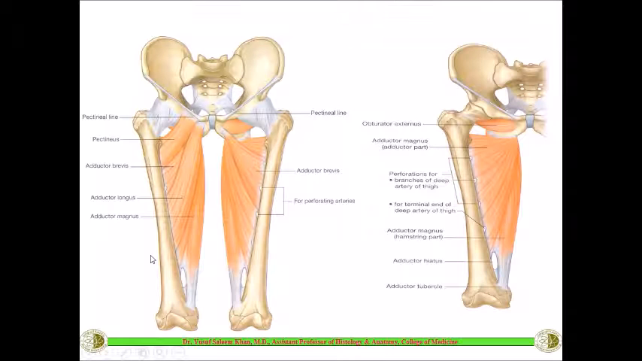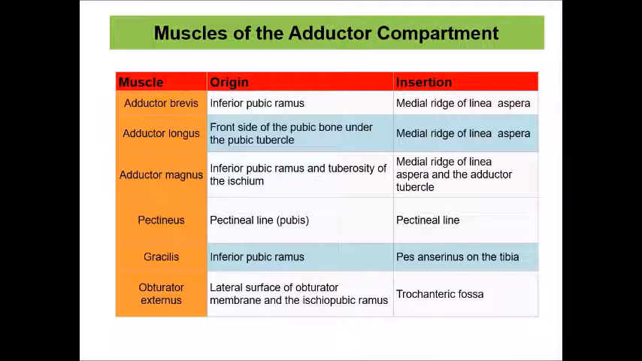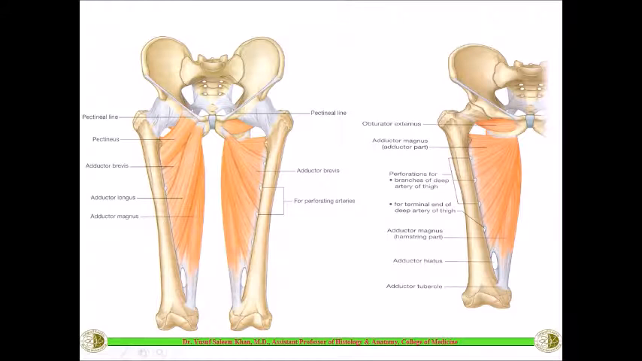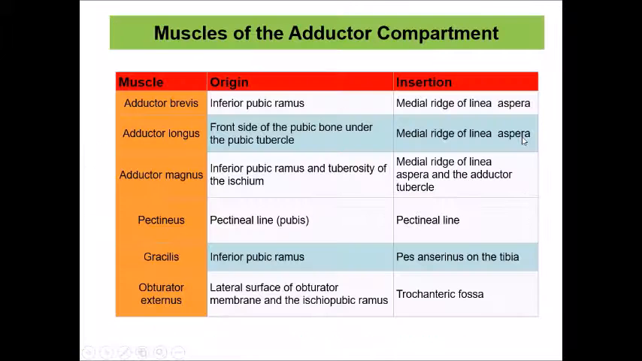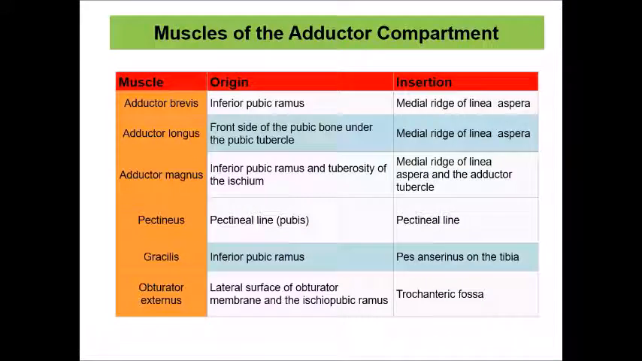Coming to the gracilis, as I said, it will be the most medial muscle here. It will be present here on either side. So this muscle will be taking origin from the inferior pubic ramus, as you can see again. So it will be taking origin from here, the inferior pubic ramus, and gets inserted to the tibia. There is something called a pes anserinus on the tibia. So it gets inserted to the medial side of the tibia.